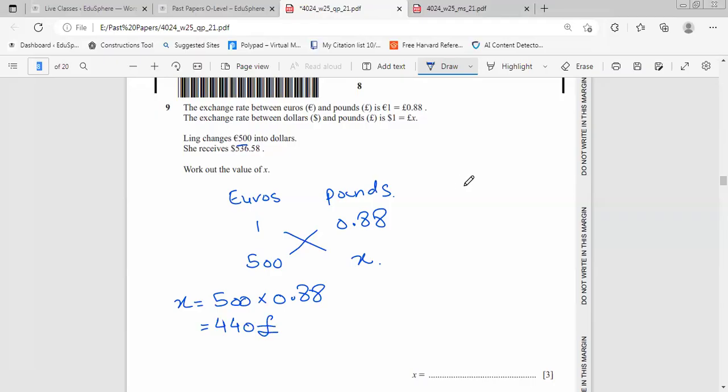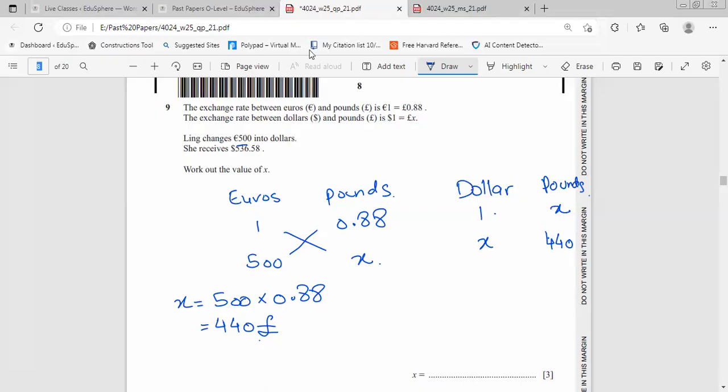For the dollars, I'm going to write dollars and pounds, because we do not know. So for $1, there are x pounds, but for 500 euros, we have to check 500. Sorry, for 440 pounds, we are going to write 440. For 440 pounds, we have to check the number of dollars. So we will be taking this, and that we are going to divide. So I have to write $440, and I have to check the value of pounds.